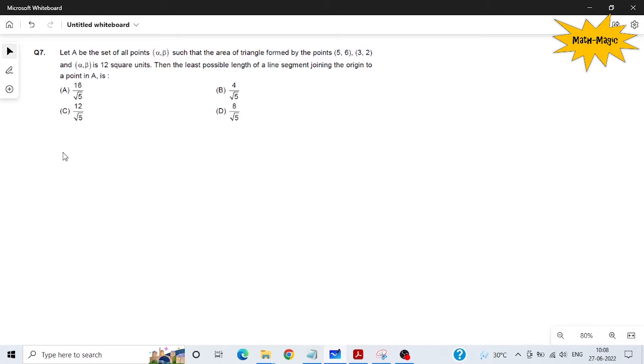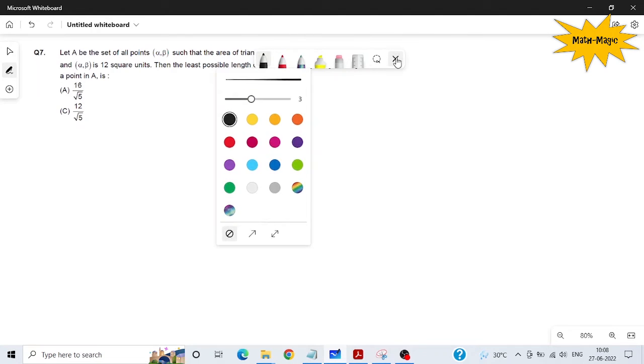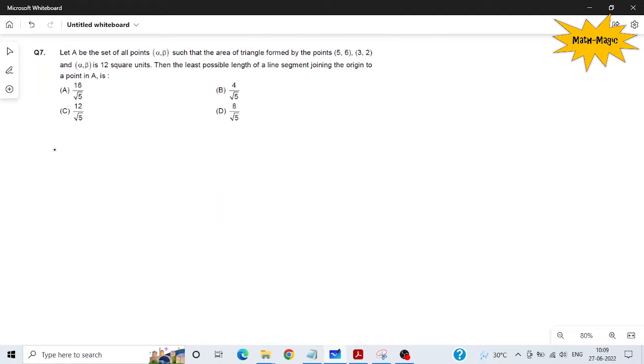So there are three points given: (5, 6), (3, 2) and (alpha, beta). These are points which lie in the plane. By using a determinant, we can calculate the area of the triangle formed by these three vertices.